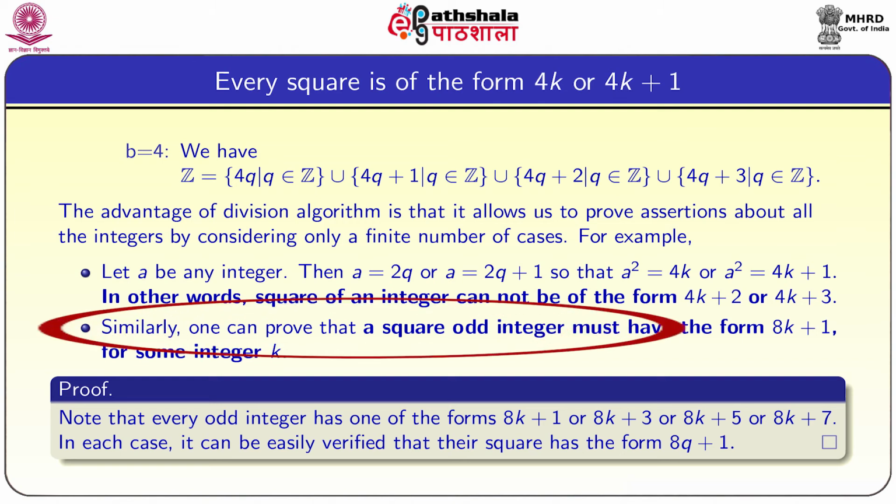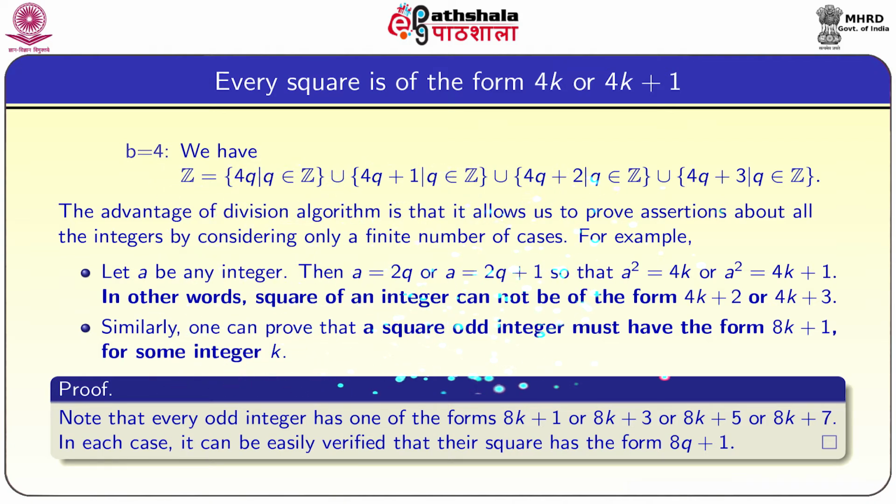Similarly, one can prove that every square odd integer must be of the form 8k + 1 for some integer k. So, in this case, if I use b as 8, then the set of integers is divided into 8 bags: multiples of 8, multiples of 8 plus 1, and so on.